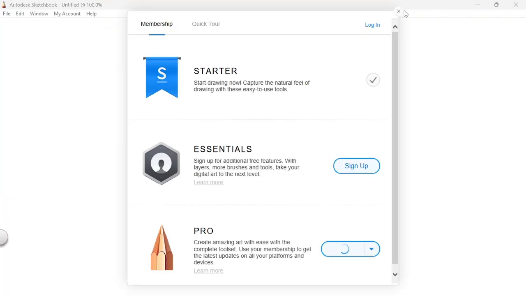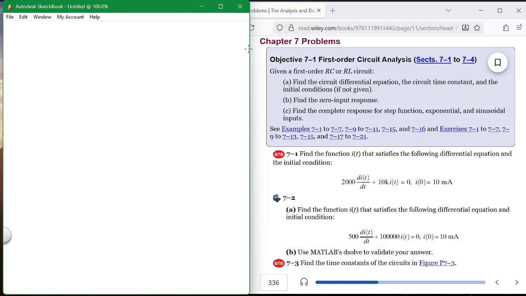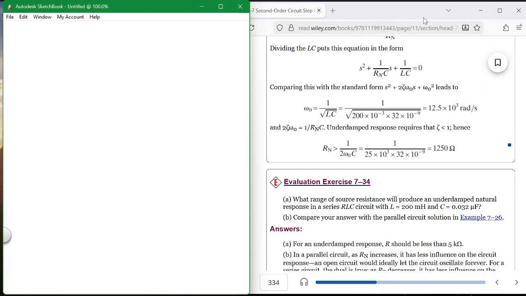So anyway, we're going to go back and we're going to do chapter 5. At the end of chapter 5, there's some problems we're going to work on first, and then we'll go back and we'll look at the rest of it.